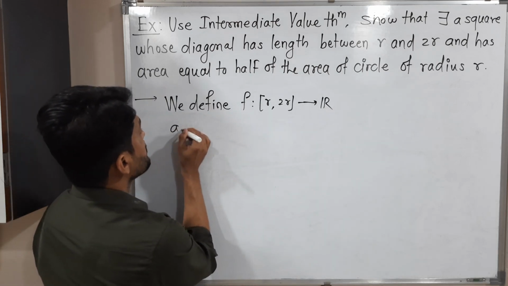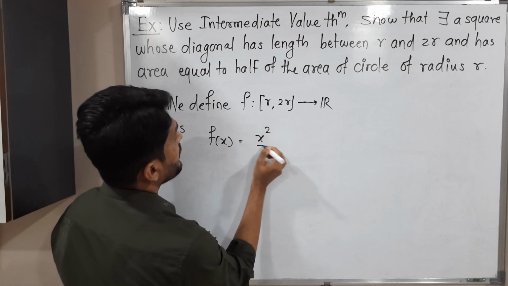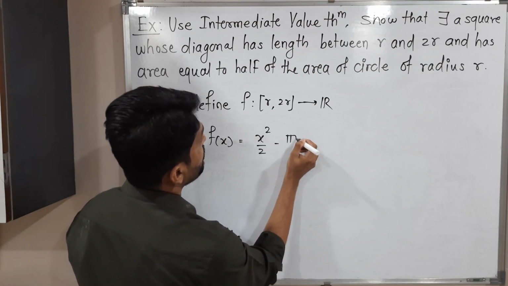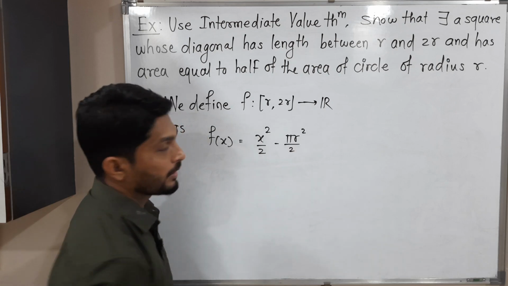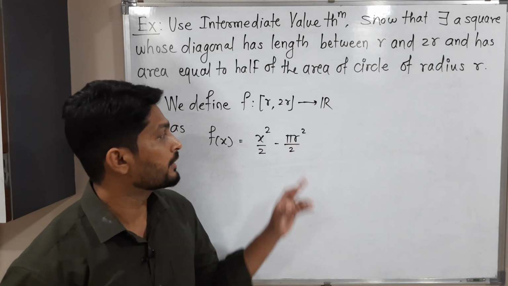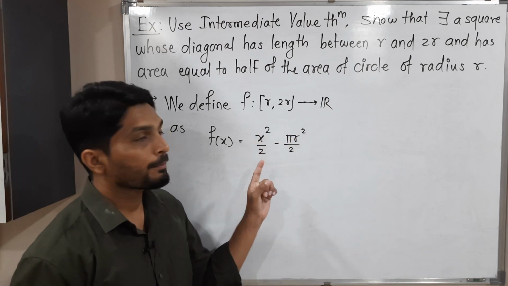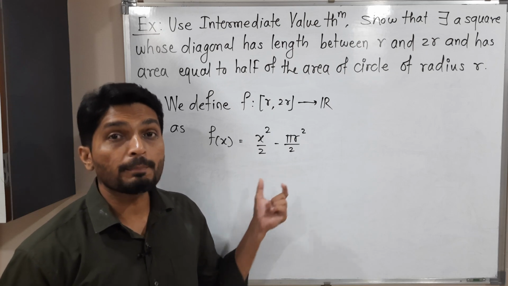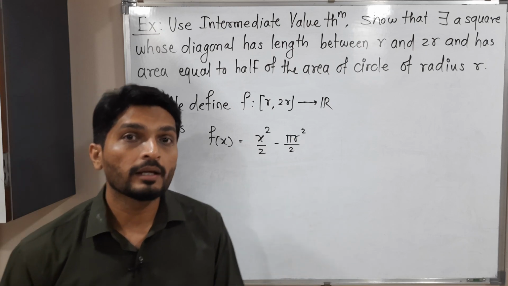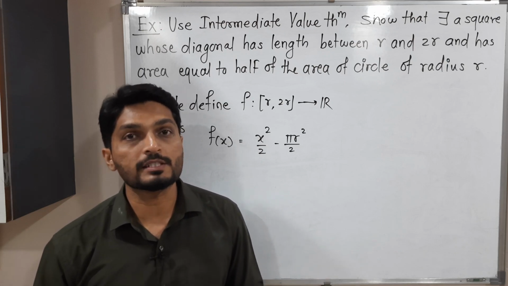I am defining the function this way: f of x is equal to x square by 2 minus pi r square by 2. See, pi is a constant, r is the radius of the circle which is constant, and 2 is also constant, so this is one constant. X square by 2 is a polynomial function, and we know that every polynomial function is always continuous. So that's why this is obviously a continuous function.